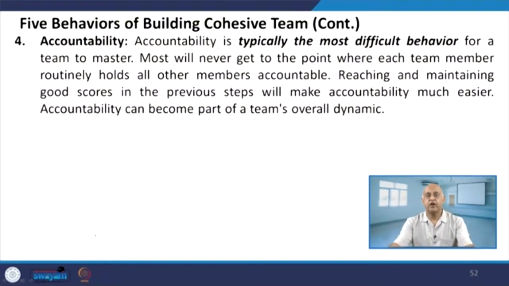When we are talking about accountability, it is typically the most difficult behavior for a team to master. So, most will never get to the point where each team member routinely holds all the members accountable. Reaching and maintaining good scores in the previous steps will make accountability much easier, right. So, that is how much work has been done and how it has been performed. So, that previous accountability will clarify the next responsibility. Accountability can become part of the team's overall dynamic.